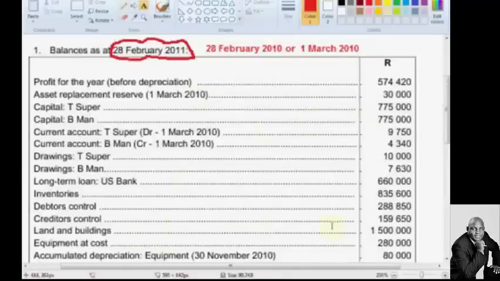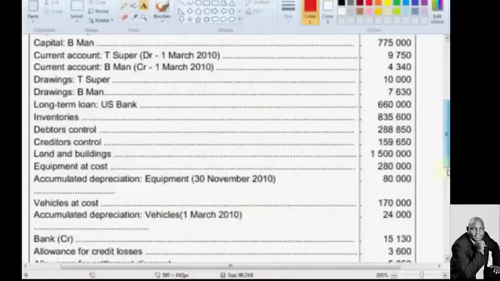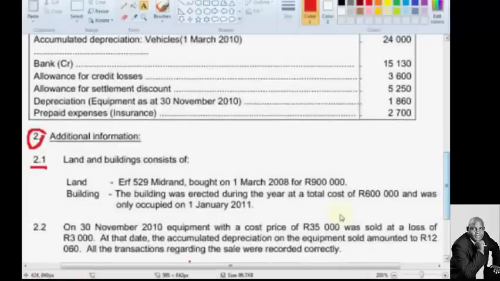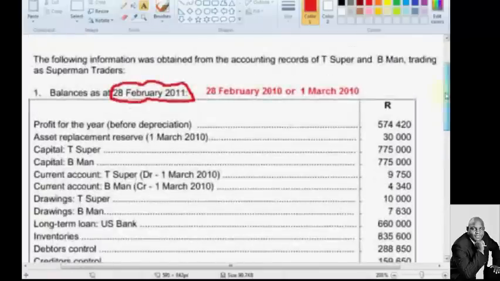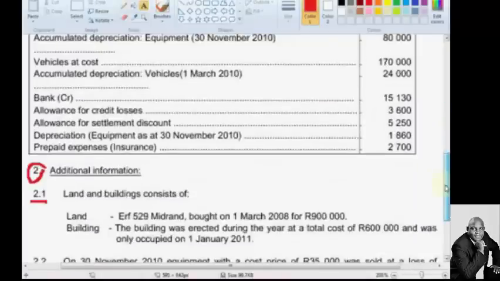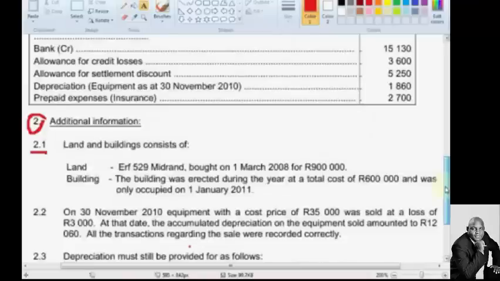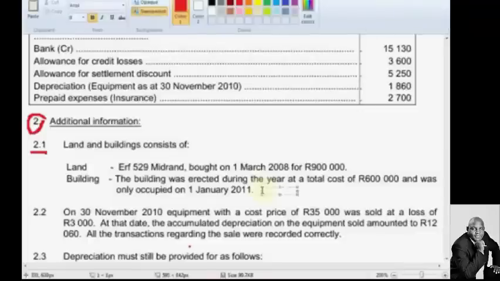So if you go to our trial balance, we'll look at land and buildings. Sorry, we first start at our additional information. This property was bought on the 1st of March 2008. And what's our date of interest? 2010. The building was erected during the year. The cost of 600,000 was occupied on the 1st of January 2011.